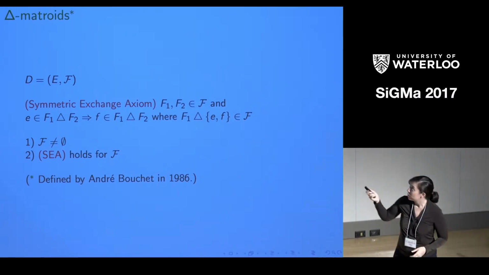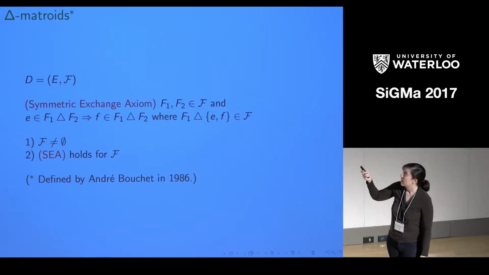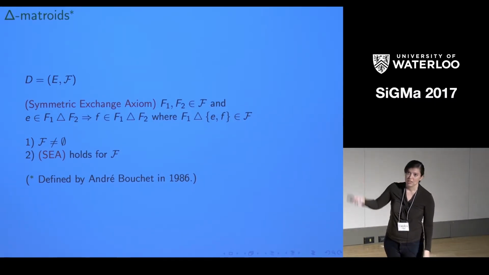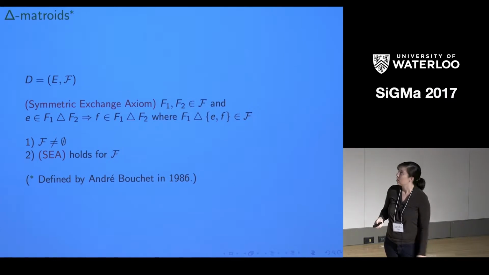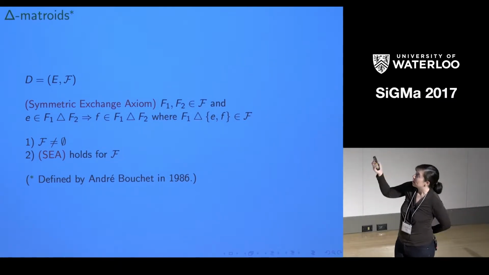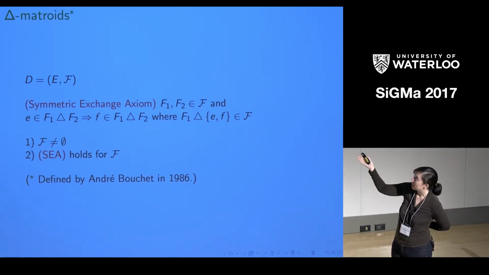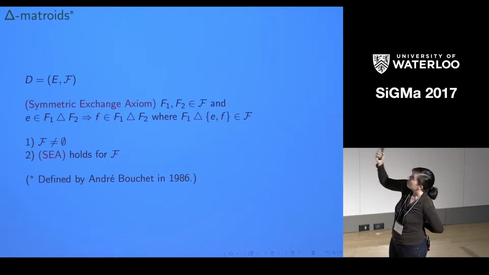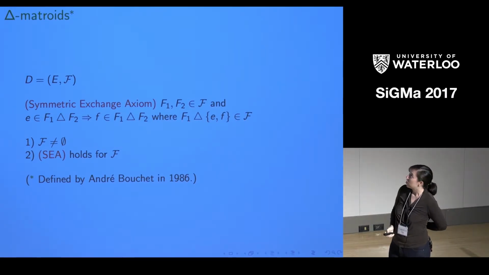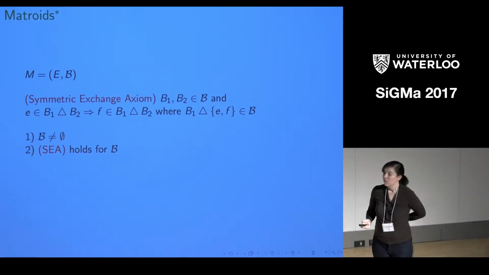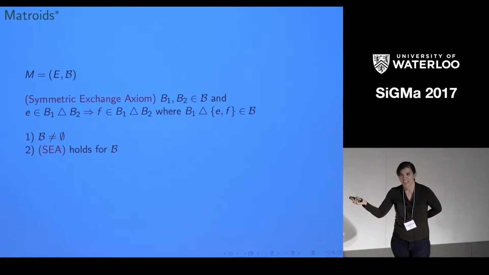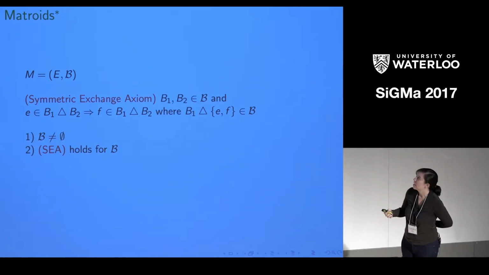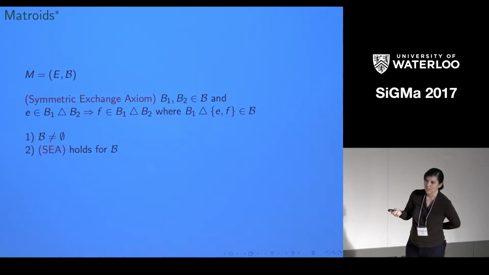So I've got my delta-matroid D, I've got my ground set E, and my set of feasible sets, which are all subsets of the ground set. The symmetric exchange axiom holds. And as long as you don't have the feasible sets being empty, you have a delta-matroid defined by André Bouchet. So the only difference between matroids and delta-matroids is one little axiom that I left off this slide.